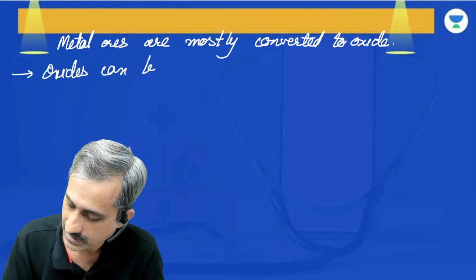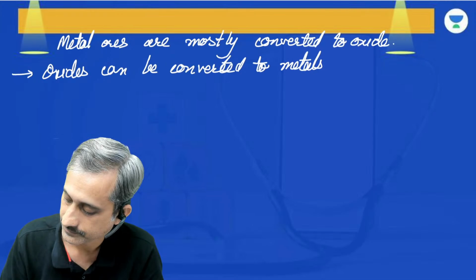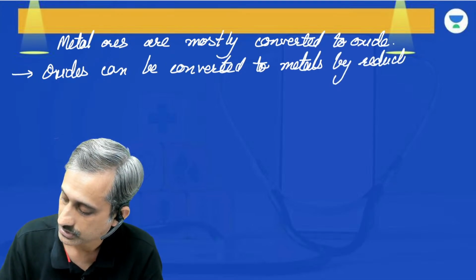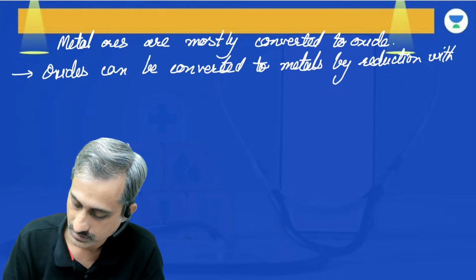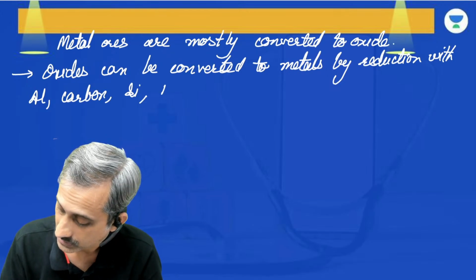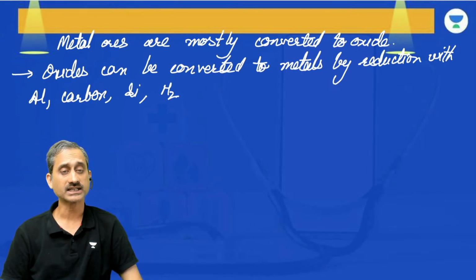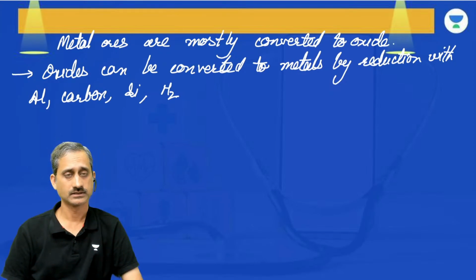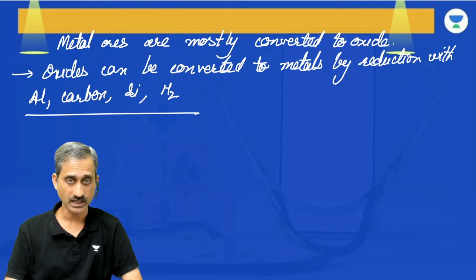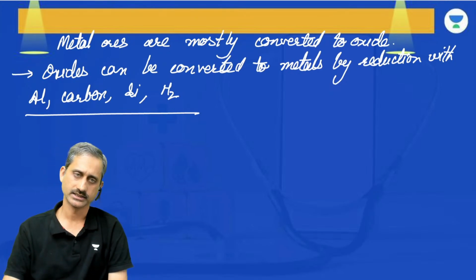oxides can be converted to metals by reduction with aluminium, carbon, silicon, or even hydrogen. Aluminium, carbon, silicon, and hydrogen have a very high affinity towards oxygen, and therefore they are capable of extracting oxygen from metals. Clear? So that is easy to use. And that is why we prefer to convert the metal ores into oxide so that these reducing agents can be used. So that is why metals are mostly converted to oxides.